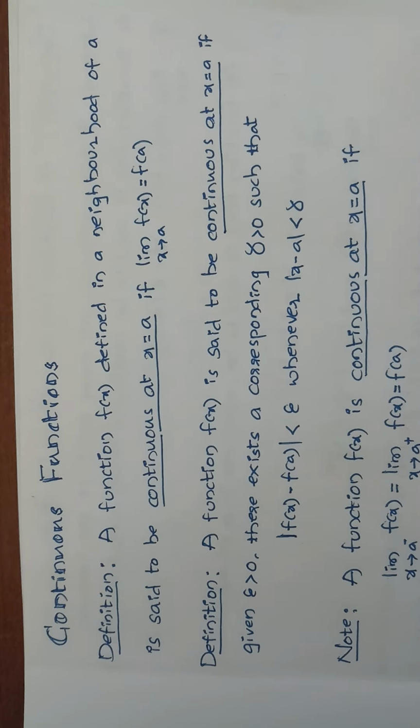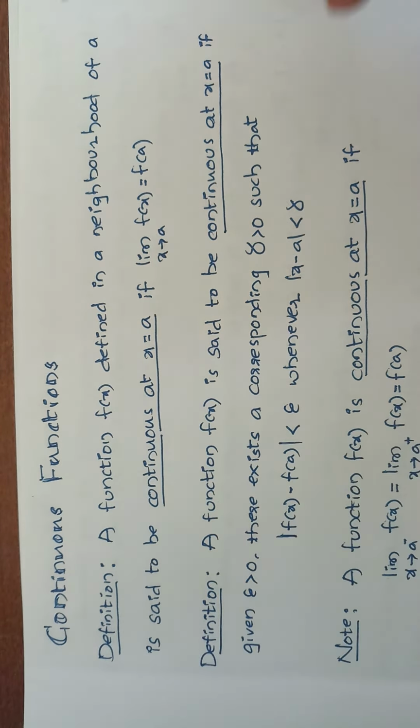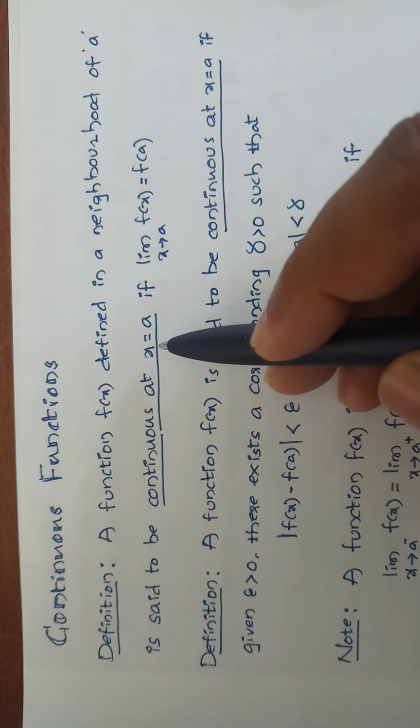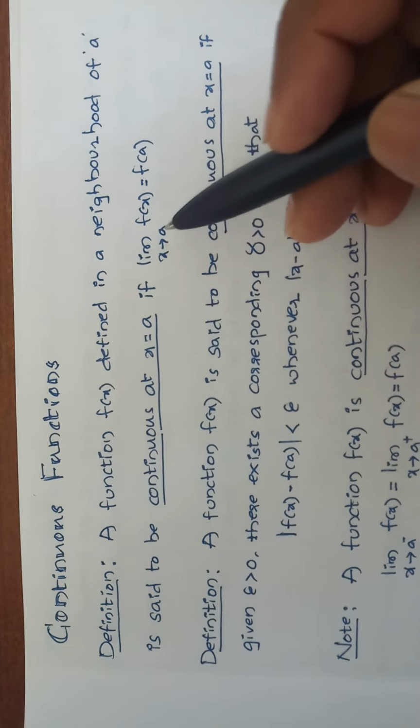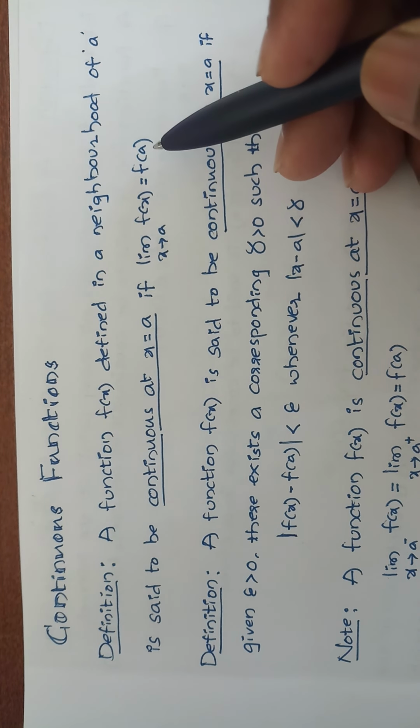Hi everyone. So let me discuss an important concept, that is continuous function. So the definition of a continuous function is: a function f of x defined in a neighborhood of a is said to be continuous at a point x equals a if the limit as x tends to a of f of x is equal to the value of that function at the point a.